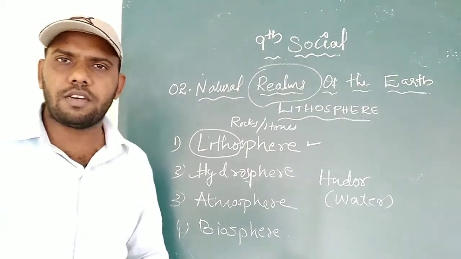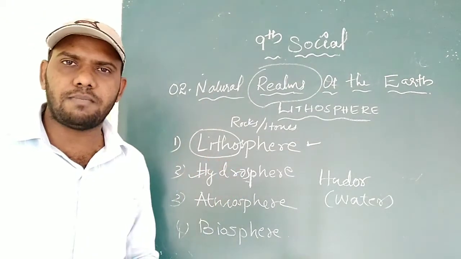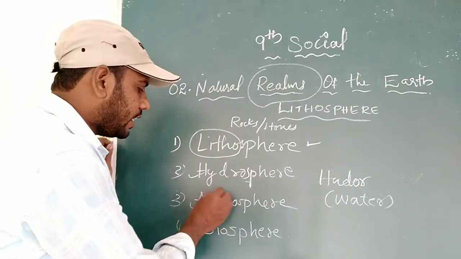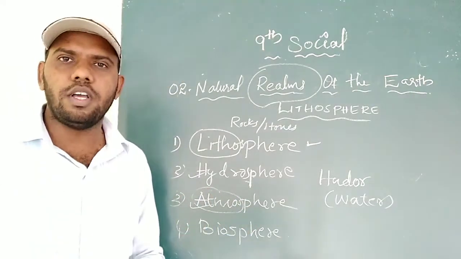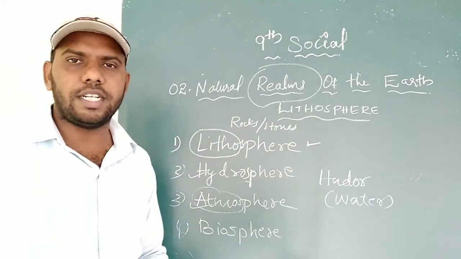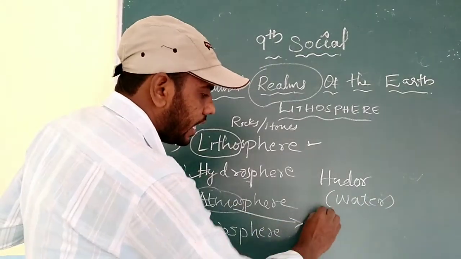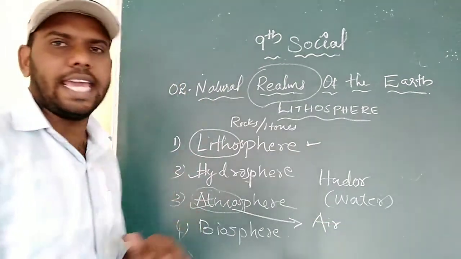The next one we are understanding is the atmosphere. We have completed the lithosphere and the hydrosphere, and now we are understanding the atmosphere. The word atmos is derived from the Greek word atmos, meaning air. What is the meaning of atmos? Air. Remember, air.